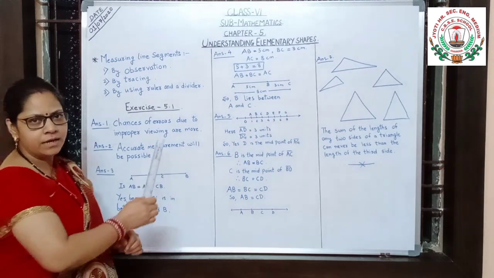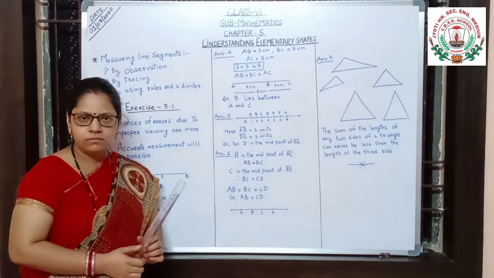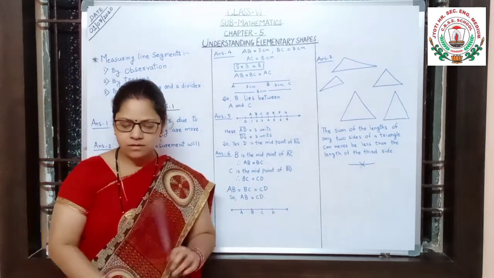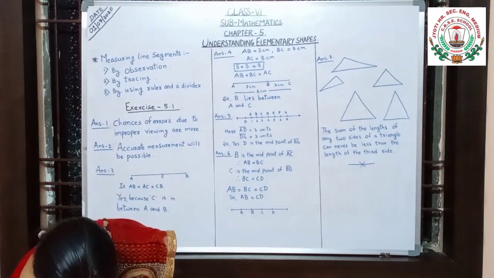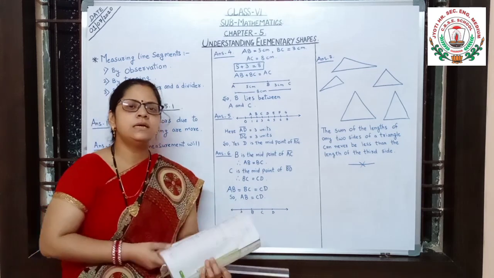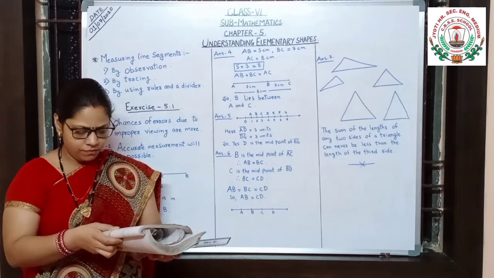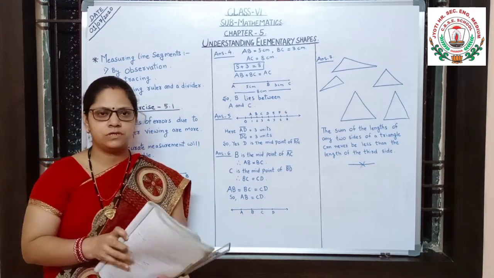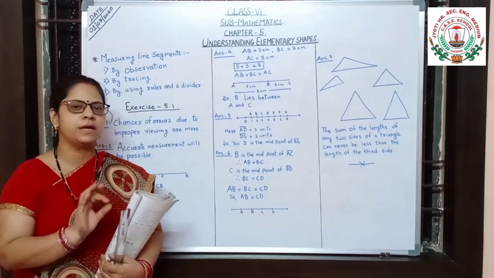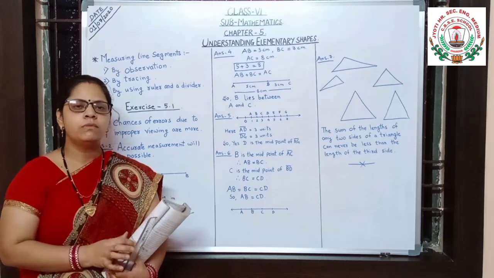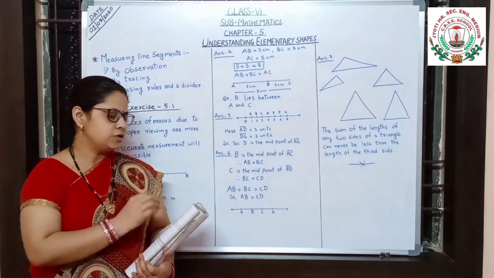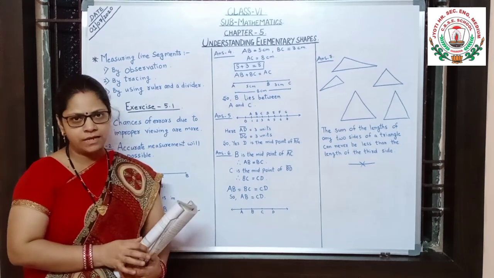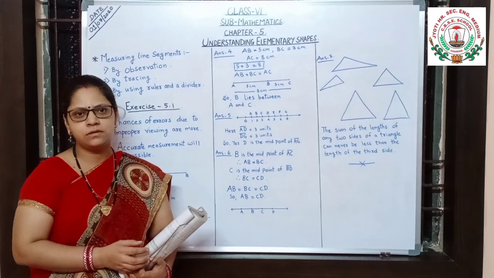Now, starting exercise 5.1, questions are given in your textbooks. I have written only the answers here. The first question is, what is the disadvantage of comparing line segments by mere observation? By mere observation means just by looking, just by seeing. If only by looking you are measuring the line segment, what will be the disadvantage?